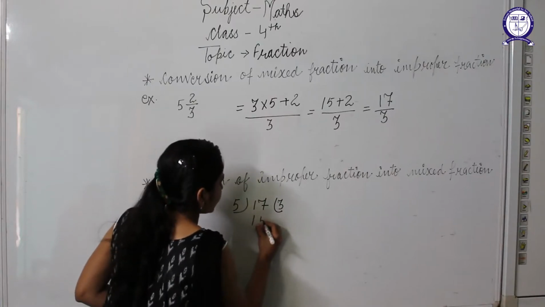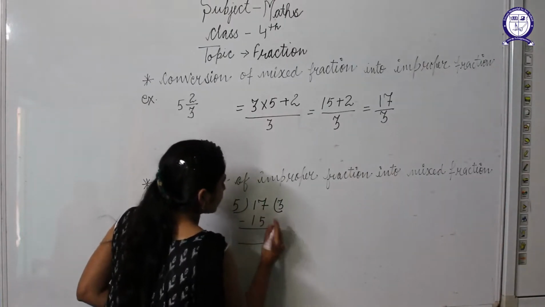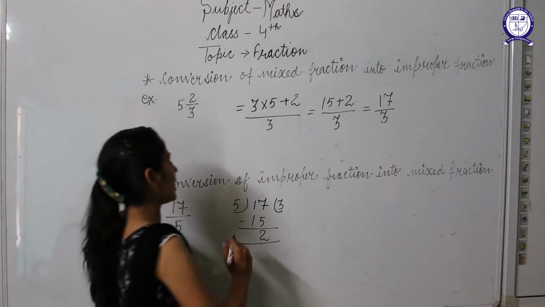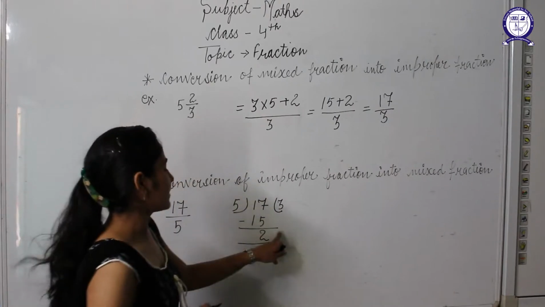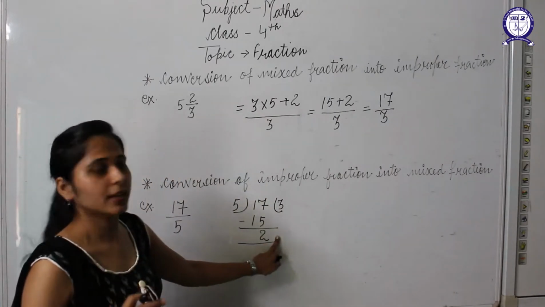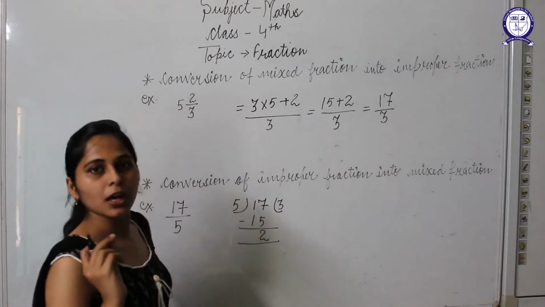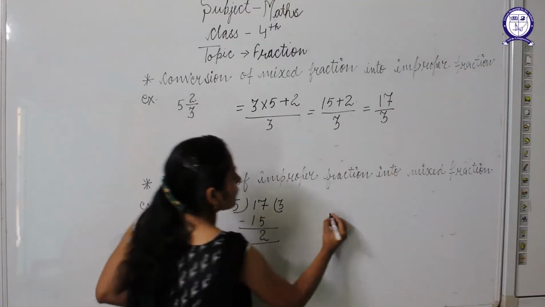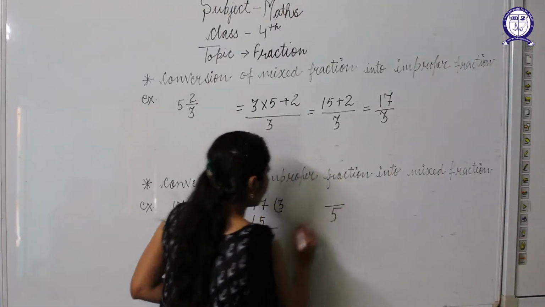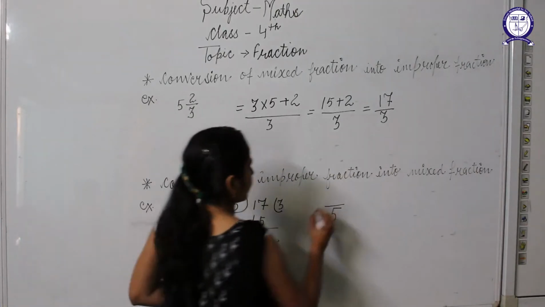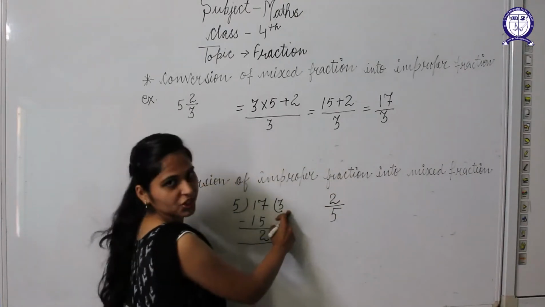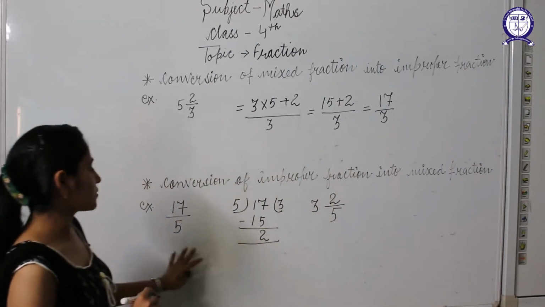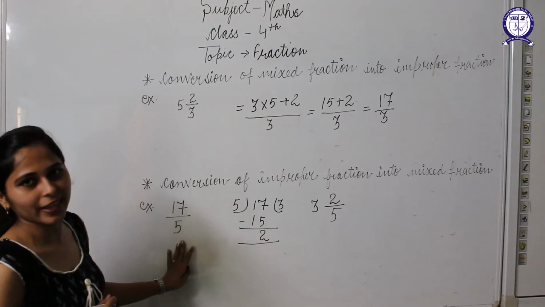5 3s are 15, students. So when we subtract 15 from 17, it will give us 2. So before writing it as a mixed fraction, this remainder will always be written as the numerator of the proper fraction. The denominator will be the same as before. Here the denominator was 5. Now the numerator will be the remainder, and the quotient in the division will become the whole part. So when you convert this improper fraction into a mixed fraction, the answer will be 3 2 by 5.